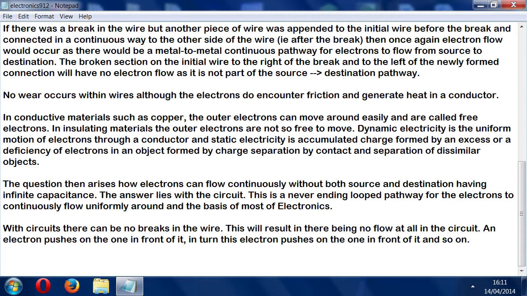So with circuits, no breaks. Otherwise, if there's any break, there's no flow in the whole circuit. So that's straightforward. An electron pushes on the one in front of it, which in turn pushes on the one in front of it, and that's similar to what we saw if we've got the marbles in a circle, that's the picture I drew there. Circle inside a hula hoop. And there was also the picture of the electrons just going round and round, each one pushing on the one in front.